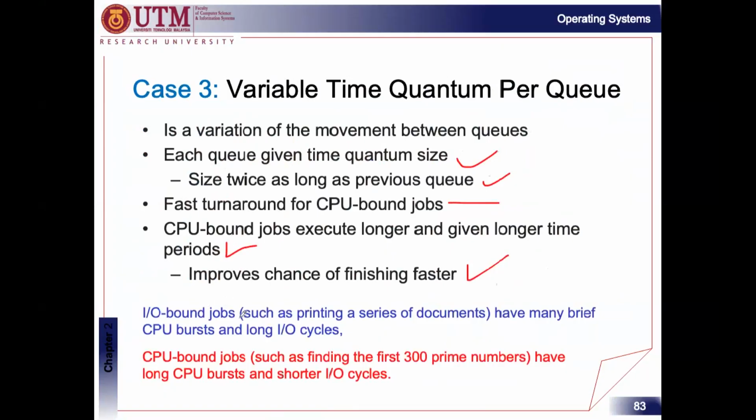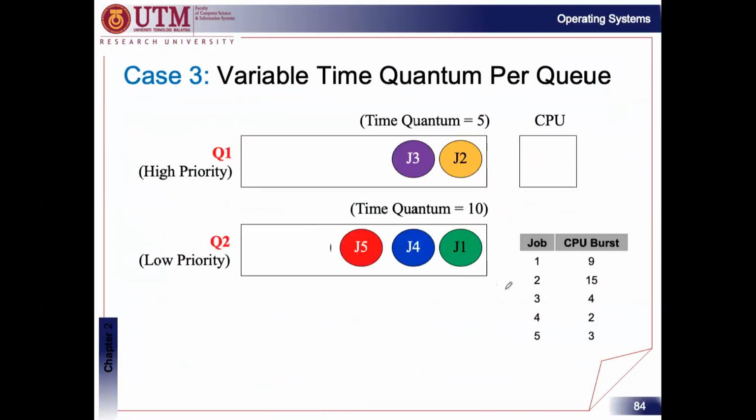I/O bound jobs such as printing or editing documents have many brief CPU bursts and long I/O cycles. CPU bound jobs such as finding the first 300 prime numbers have a long CPU burst and short I/O cycle. So it depends on the task actually. You can check these kinds of things, which are similar.